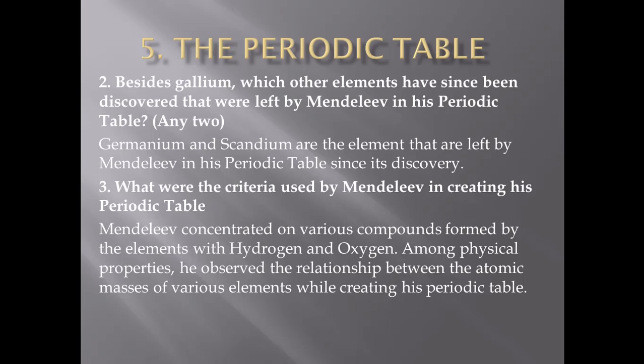We'll move to the third question. What were the criteria used by Mendeleev in creating his periodic table? So we know that among physical properties, Mendeleev observed the relationship between the atomic masses of various elements. And among chemical properties, he observed how various elements make oxides and hydrides by combining with oxygen and hydrogen. So these were the two criteria used by Mendeleev in creating his periodic table.